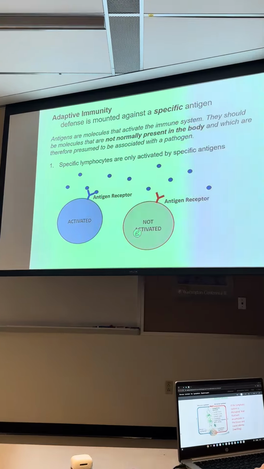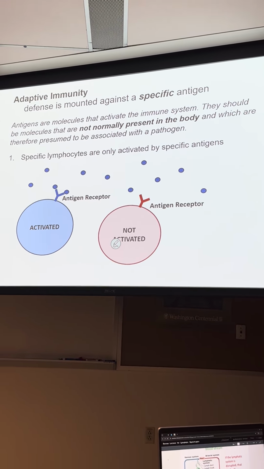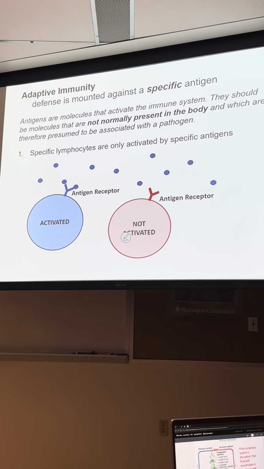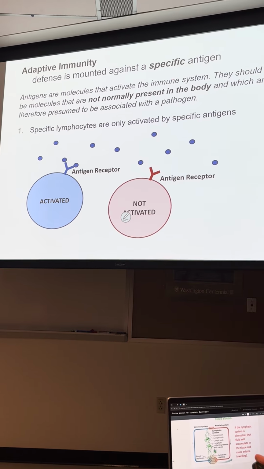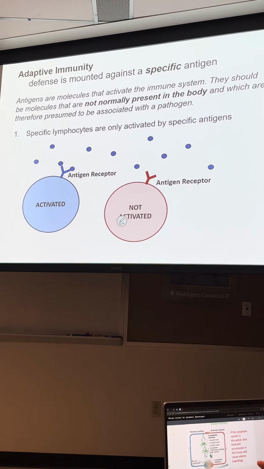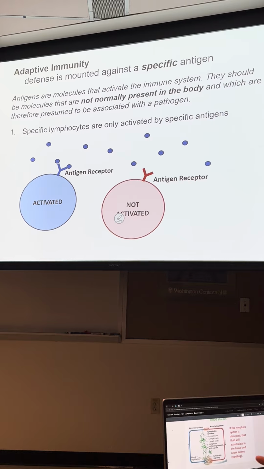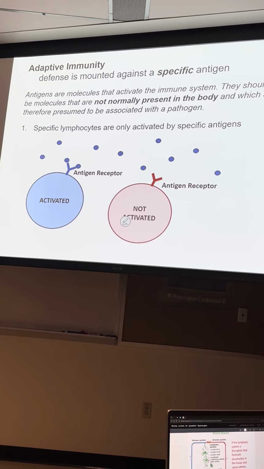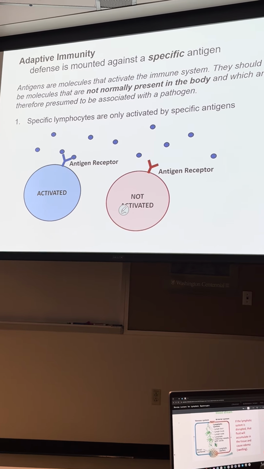So adaptive immunity. This is when a defense is mounted against a specific antigen. Remember, an antigen is a molecule that activates the immune system. In other words, it's like your body's like, what the heck is that? An antigen is just a molecule. Is it always dangerous? No, not necessarily, but your body doesn't recognize it.